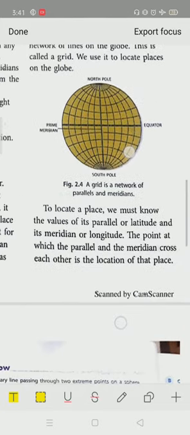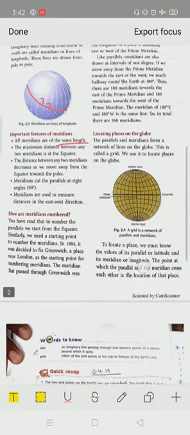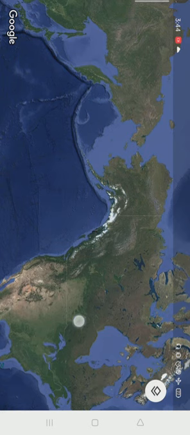To locate a place, we must know the value of its parallel or latitude and its meridian और लॉन्गिट्यूड. तो हमें किसी भी जगह को लोकेट करने के लिए दोनों चीज़ें पता होनी चाहिए, एक लॉन्गिट्यूड भी और एक लैटिट्यूड भी. The point at which the parallel and the meridians cross each other is the location of that place. जहाँ पे वो एक दूसरे को इंटरसेक्ट करेंगी, उस पर्टिकुलर एरिया का लोकेशन. Okay, so here we are done with the chapter. Fine, and I will show you now things so that you have a better clarity.